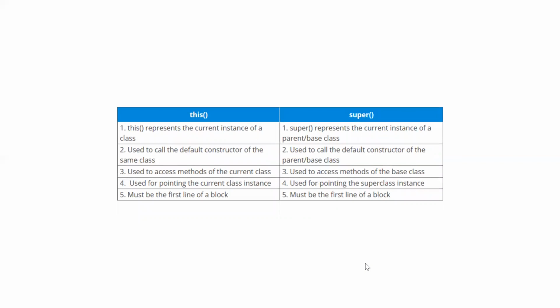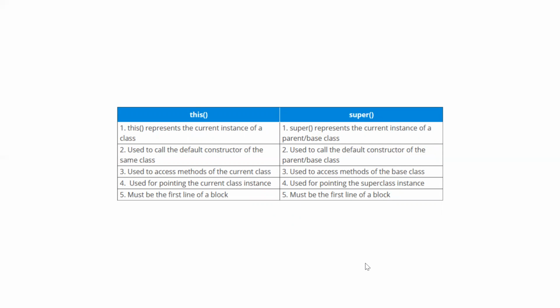Now next, what are the this keyword and the super keyword? This represents the current class variables, the current instance of a class. Super represents the current instance of a parent or base class. This is used to refer to the current class methods with arguments, the current class constructors, and the current class constructor with arguments. Whereas super is used to refer to parent class methods, parent class constructors, and parent class constructors with arguments.